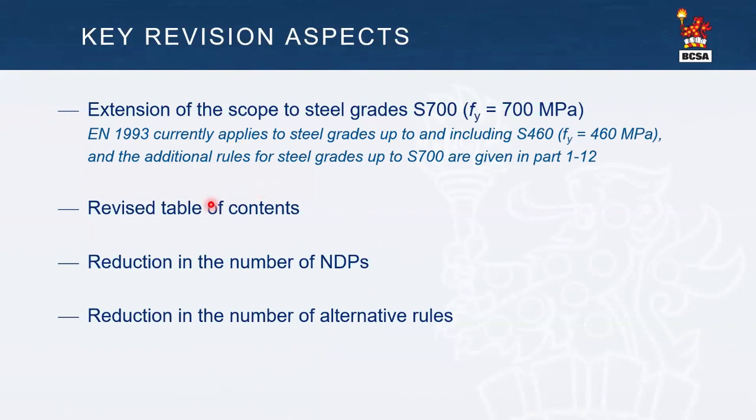The table of contents have also been revised to follow a common set of headings, and we'll see that in the next slide for part 1.1 in particular. And there was also an effort to reduce the number of NDPs, so the nationally determined parameters, and also the number of alternative rules for the same requirements in terms of design and within the same part of the Eurocode.